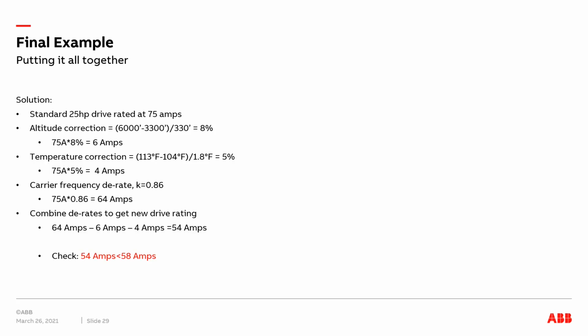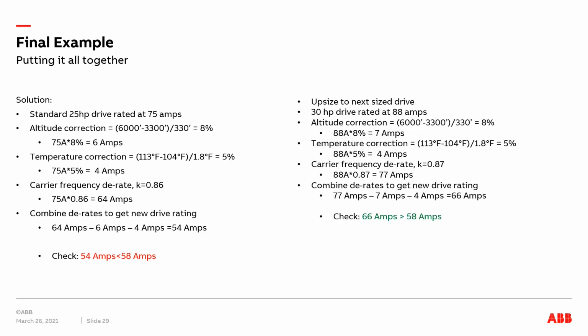So let's combine all our derates. 64 amps from our carrier frequency, subtract 6 amps from our altitude correction, and subtract the 4 amps from the temperature correction gets us a new maximum output of 54 amps due to derate. We take that 54 and compare it, and we'll see that compared to 58, 54 is less than. So this drive will not work for this application.